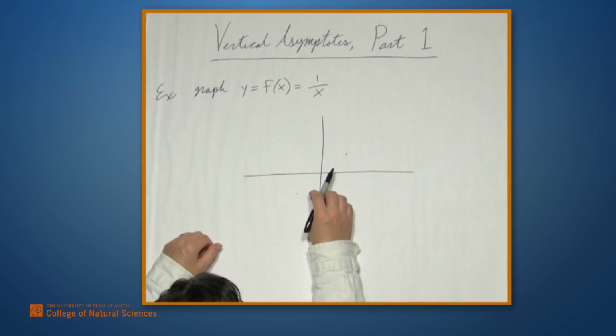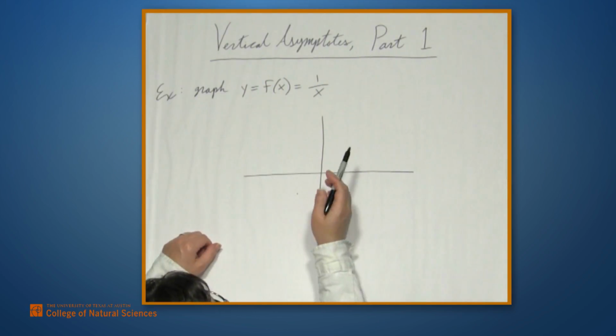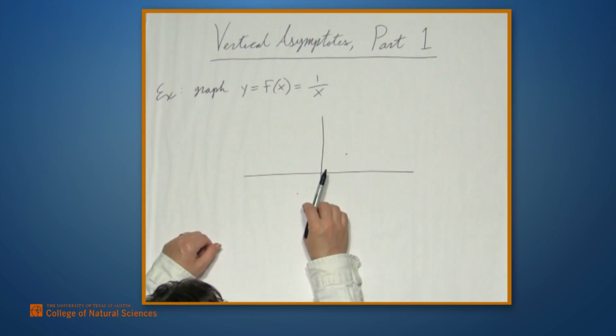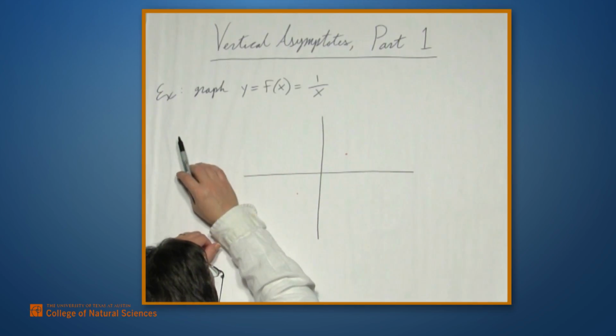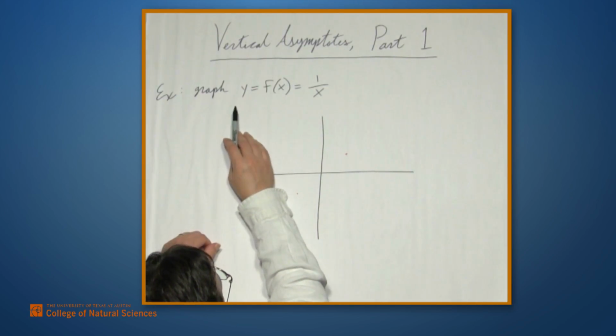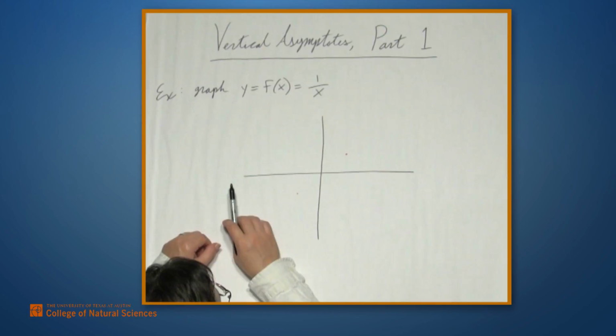We're here at the example table, and in this video we're going to introduce the idea of vertical asymptotes. This is something that you'll talk about more in a calculus class, but we can introduce the idea here. And let's do so by example. So let's graph the function f of x equals 1 over x.